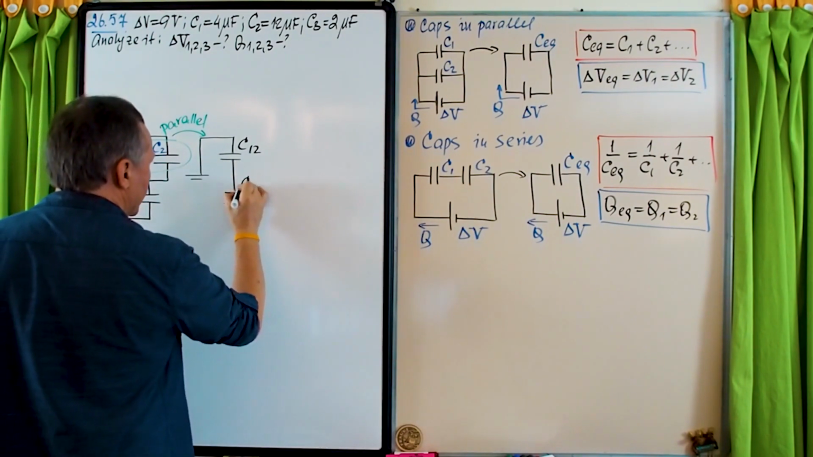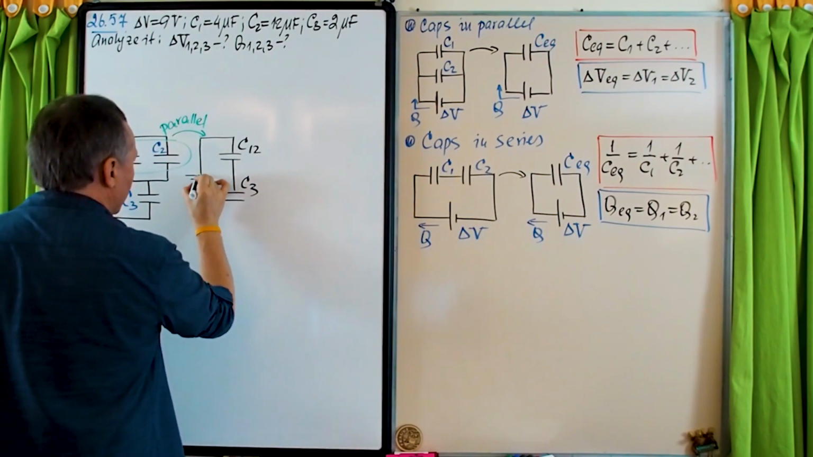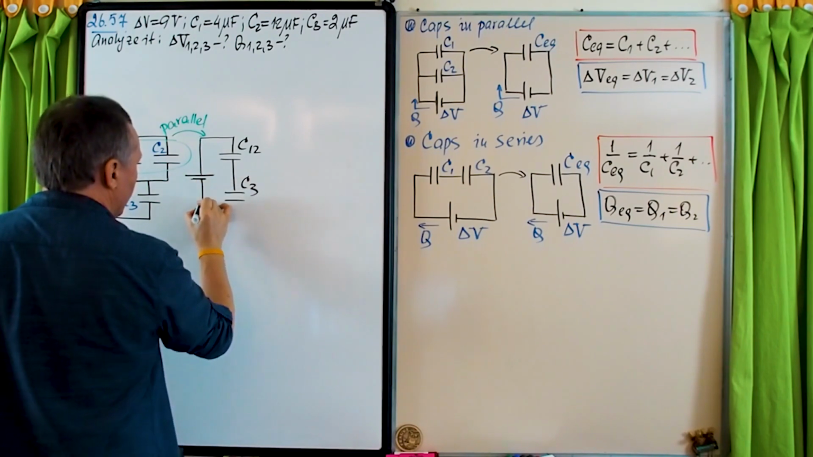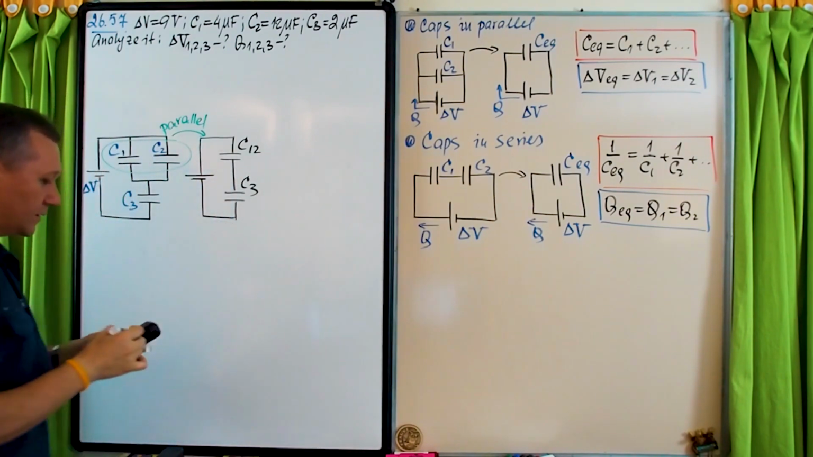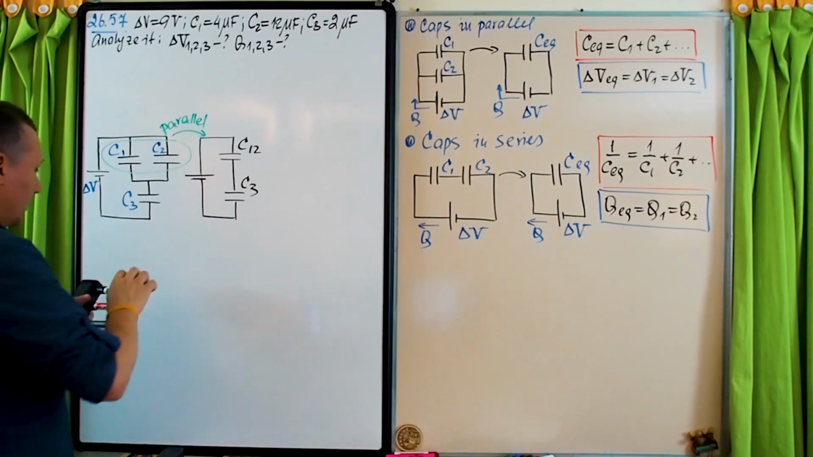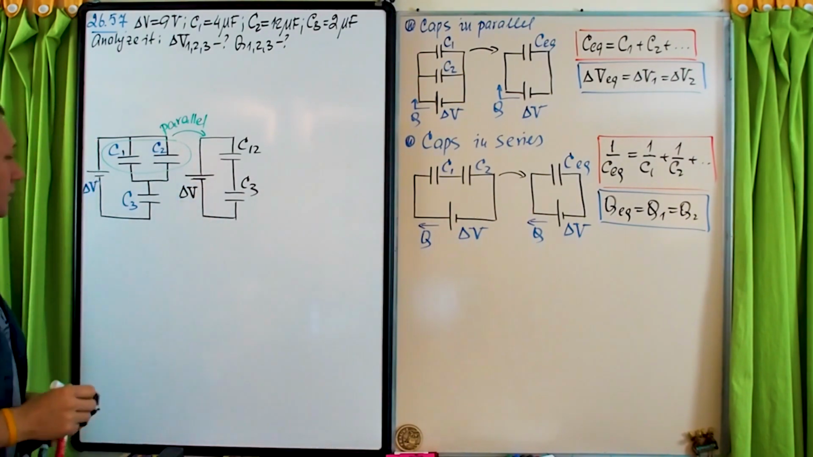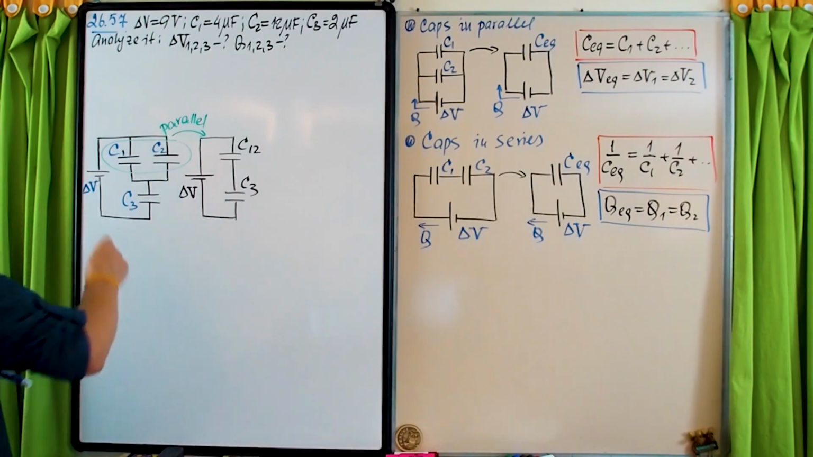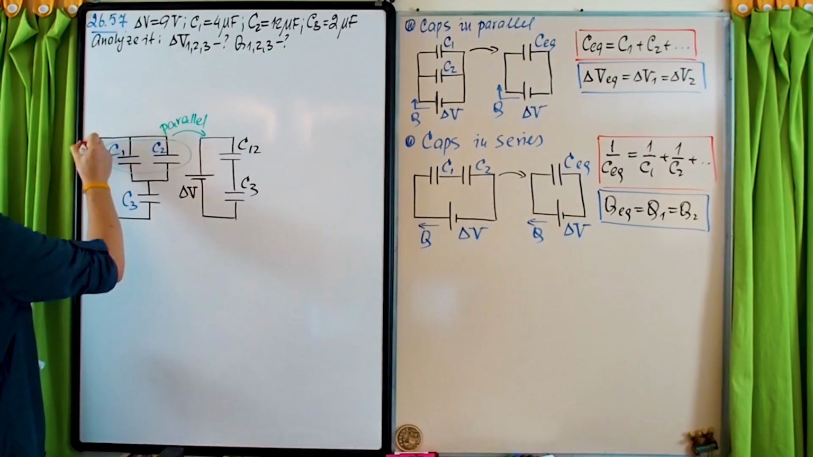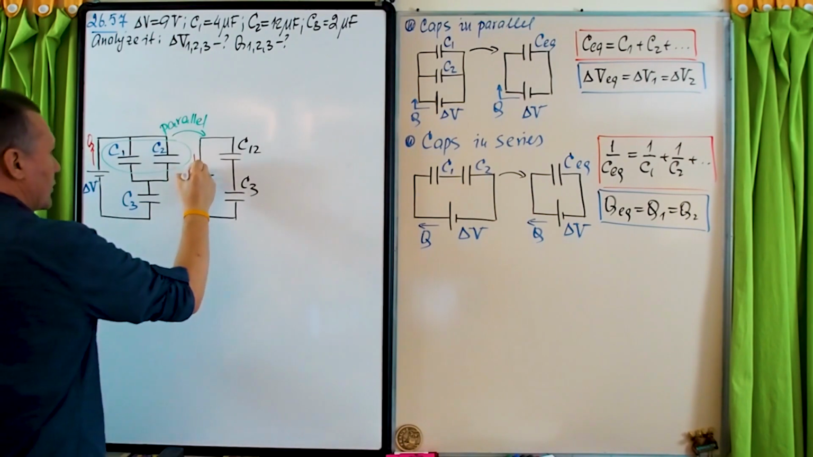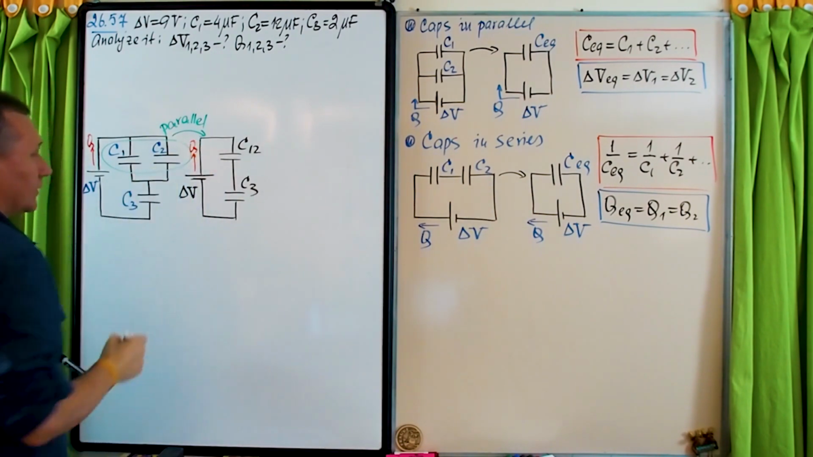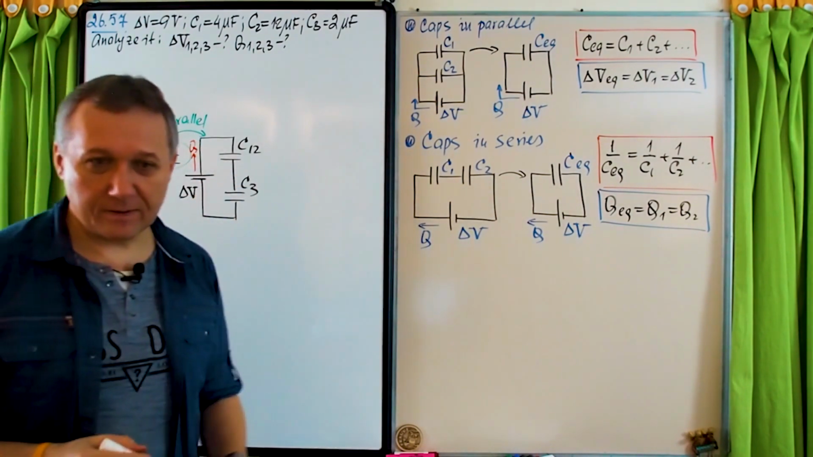So this is C3, and it's still connected to the same battery, right? So it's still the same delta V, right? And if charge Q is taken from this battery, exactly the same charge is taken from this battery, right? Like we discussed over there, right?